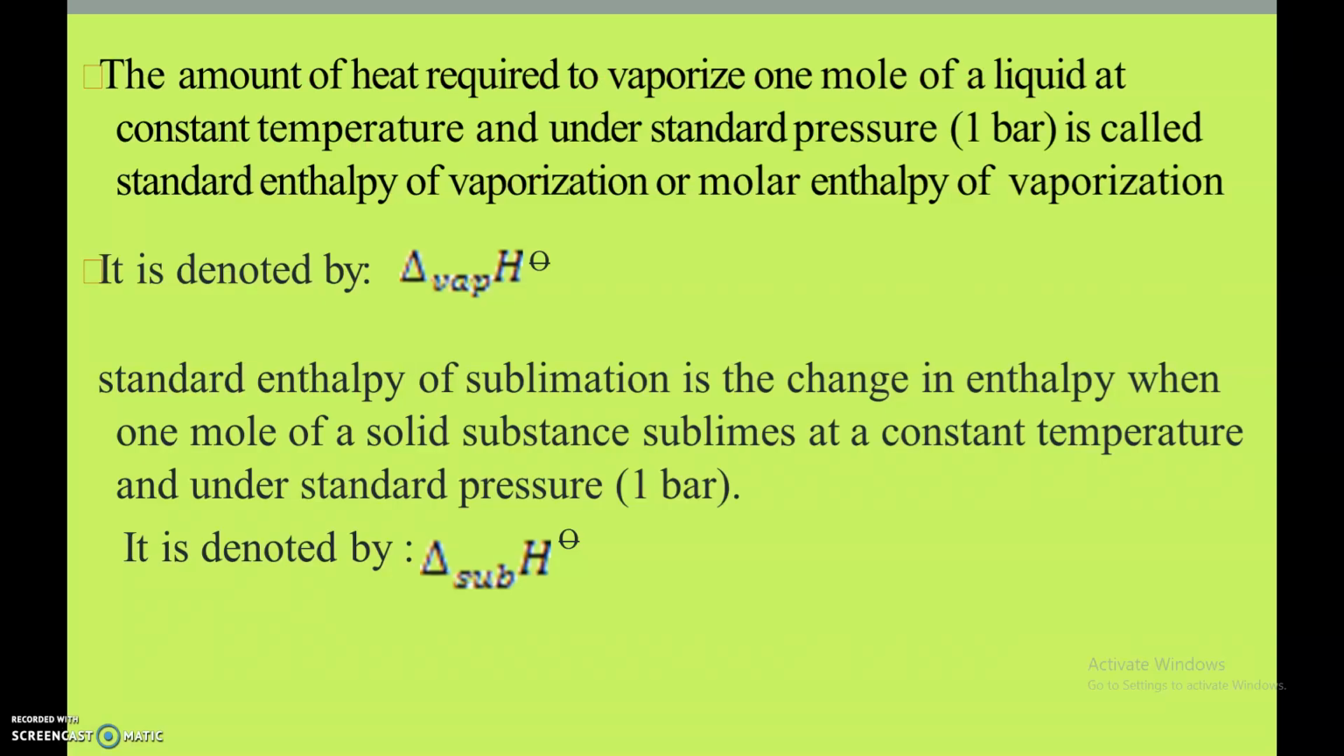The amount of heat required to vaporize 1 mole of liquid at constant temperature and under pressure 1 bar, we know standard pressure is 1 bar, is called standard enthalpy of vaporization. So the amount of heat required to vaporize 1 mole of liquid at constant temperature and under standard pressure is known as standard enthalpy of vaporization or molar enthalpy of vaporization. It is denoted by delta H vap.